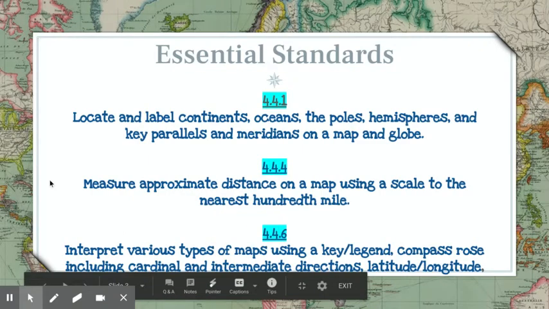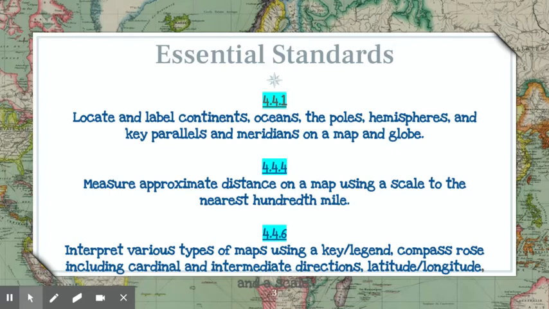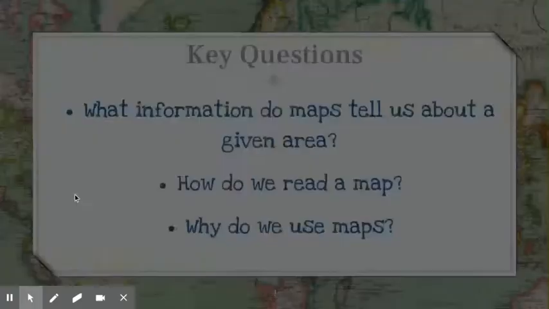Our standards for this lesson and the next few lessons are that we're going to locate and label the continents, oceans, and poles, and learn to read the parallels and meridians on a map and globe. We'll also eventually use a map scale to measure the approximate distance of two locations. And today we are going to interpret various types of maps using a key, legend, and compass rose, including cardinal and intermediate directions, and also longitude and latitude.